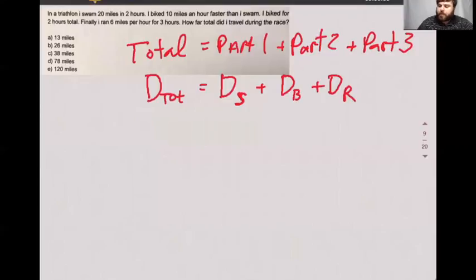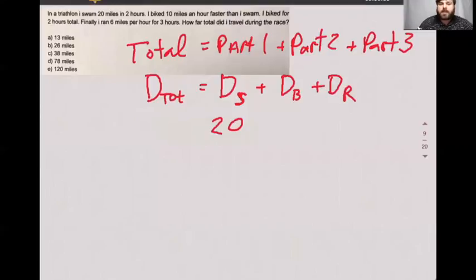Okay, first part says I swam 20 miles in 2 hours. Okay, so how far did I swim total? It's tempting to say maybe 40, but remember, it's not 20 miles per hour. It's just 20 miles total. It just took me 2 hours to get there. So I think that means that the first leg of my race was 20 miles.